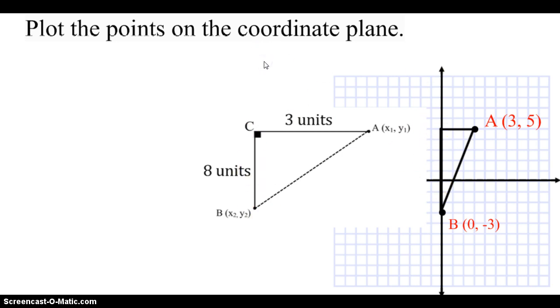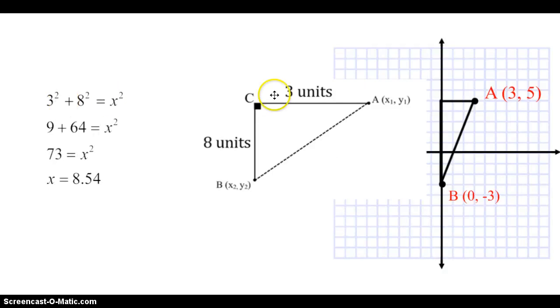So if this is a right triangle, I know we haven't done this yet, and you are going to learn this in geometry, but some of you have already seen the Pythagorean theorem. If you've seen it, you would know that to find the hypotenuse of a right triangle, we take the sides, which are 3 and 8, and square them. So it's 3 squared plus 8 squared equals x squared. We get 73 equals x squared, and then you take the square root to solve for x. So the distance between A and B in this case is 8.54.